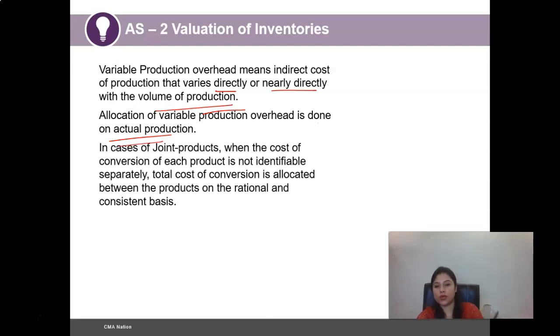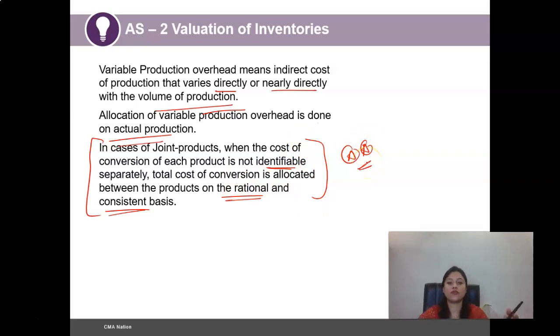Further, in the case of joint products, when the cost of conversion of each product is not identifiable separately, total cost of conversion is allocated between the products on a rational and consistent basis. Again, this point is very important, and a question can be asked about what happens in the case of joint products where the cost of conversion is not identifiable separately and thus cannot be segregated between the joint products. In that case, the total cost of conversion is allocated between the products on a rational and consistent basis.